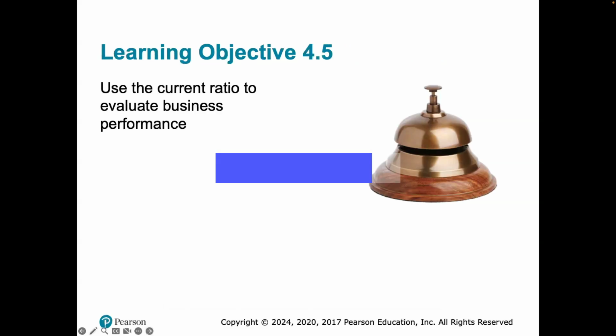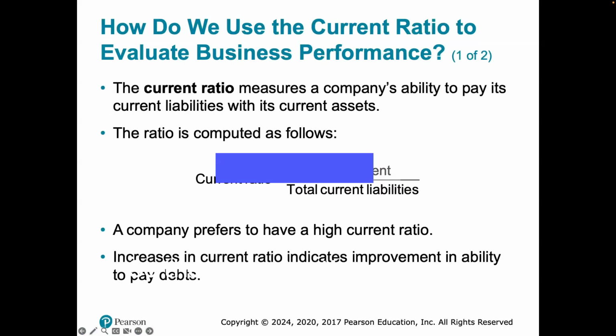So I did mention before the outside people or outside investors and outside parties that are interested in the company, and even the company itself, can analyze how well it's doing with its current assets through the current ratio. So we're going to use the current ratio to evaluate business performance. The current ratio measures a company's ability to pay its current liabilities with its current assets. So it's pretty much saying, hey, how much do you have in your bank account, and can you pay all your bills for the month with the money in your account? So that's pretty much what it's analyzing.